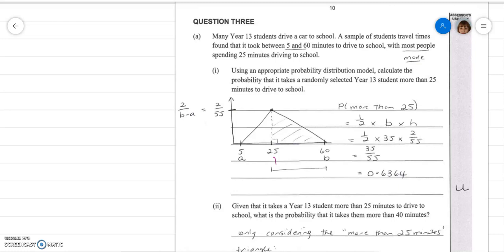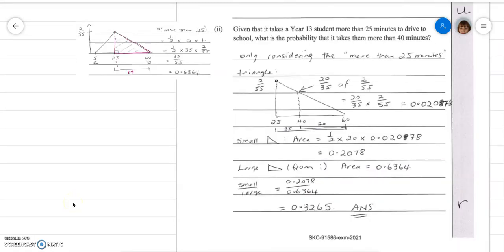Now we need to find students spending more than 25 minutes. So more than 25 minutes is from the mode upwards. We need to find the area under the curve because we need to find the probability. So this is a triangle and it goes from 25 up to 60. It spans 35 minutes, and its height is 2 over 55. We're going to go half times the base times the height to find the area of the triangle. Half times 35 times 2 over 55 is 35 over 55, or 0.6364 when you work it out on your calculator.